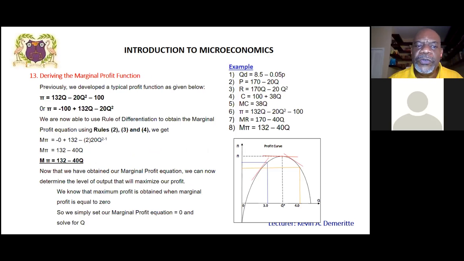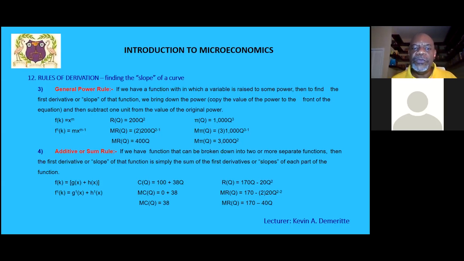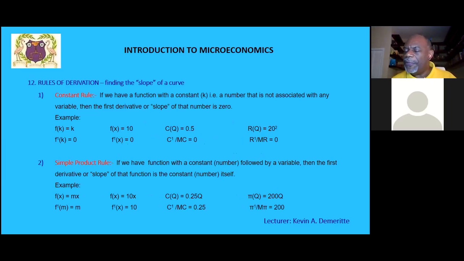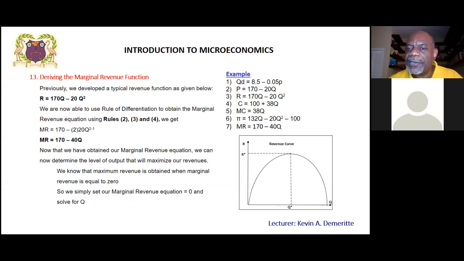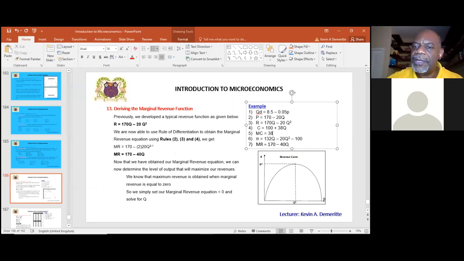The first 2 rules allow us to deal with that cost function. The first rule allows us to get rid of the number that's all by itself. And the second rule says that if you have a number with a letter behind it, like 0.25q, then the slope or the marginal cost would just be 0.25. So if we try to find the marginal cost, we know the marginal cost is not 38q. The marginal cost is 38.